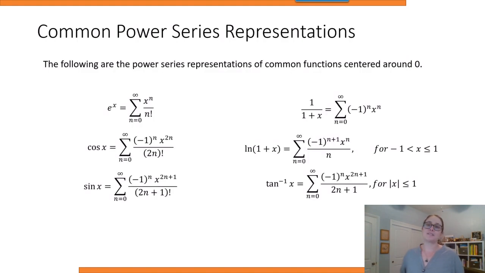And just for reference, here are some common power series representations of functions. So for instance, e to the x is equal to the sum from n equals 0 to infinity of x to the n over n factorial. So just a nice reference if we need to be able to take a function and write it in series notation.